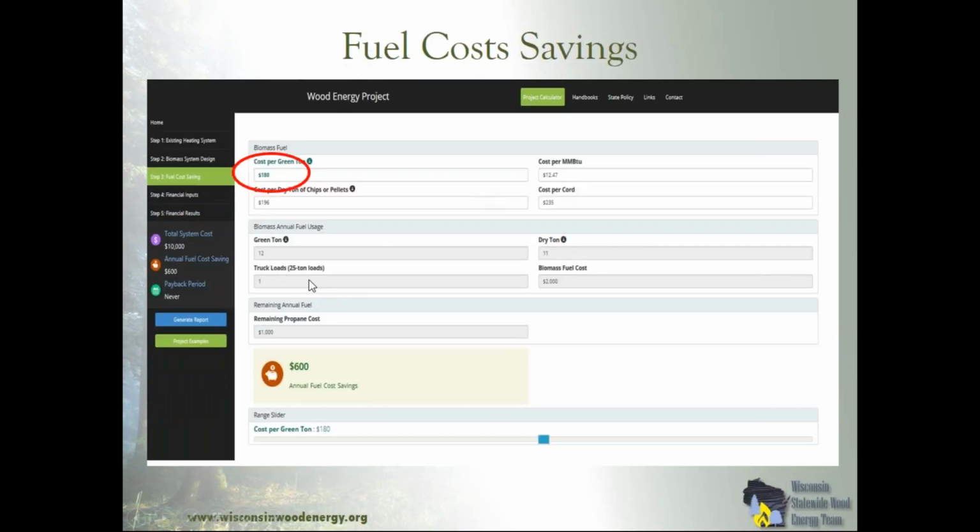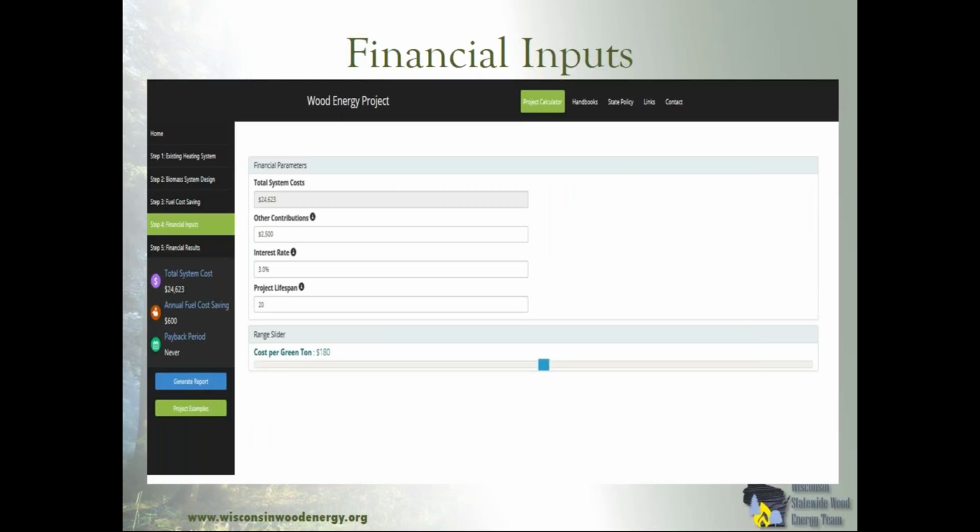Let's see what else needs. So it figures out the amount of fuel you're going to use and your annual fuel costs over here, and it'll calculate the annual savings. This is a summary of your finances.